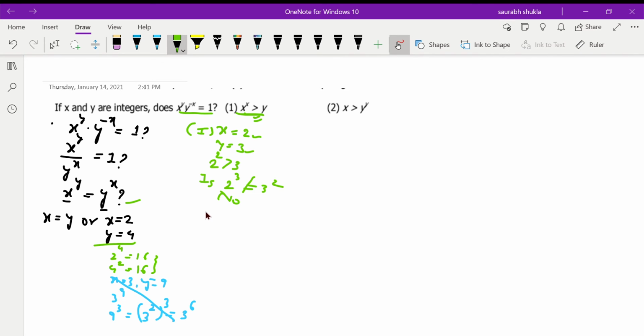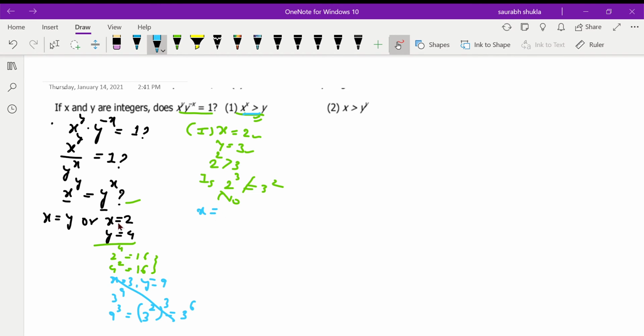Okay. Now let's plug in some other values for x and y and check this time if you can get a yes. Is it possible for you to get a yes using this information? Okay, so let's throw in some other values and see. What other values would you like to take here?